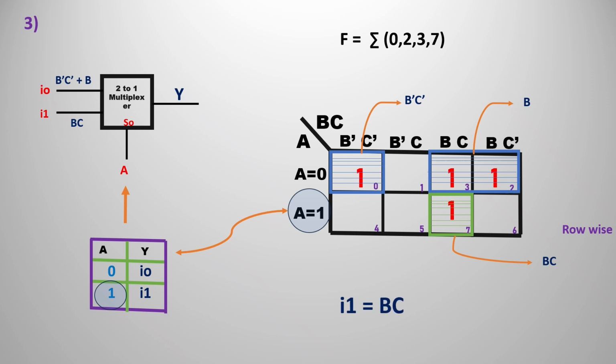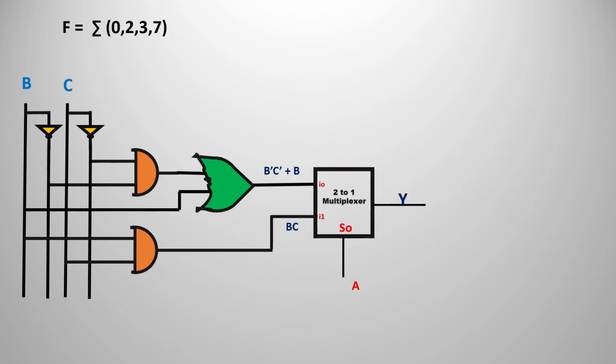The next thing we are going to follow is to find I1. I1 means the next row. In the truth table of the multiplexer, A equals 1 will select I1. So in the K-map also, you take A equals 1. Then you can observe how BC is changing. In one position only we have BC. So I1 would definitely be BC. As we know, the output expressions are B bar C bar plus B as I0 and BC as I1. So we can simply implement it like this.